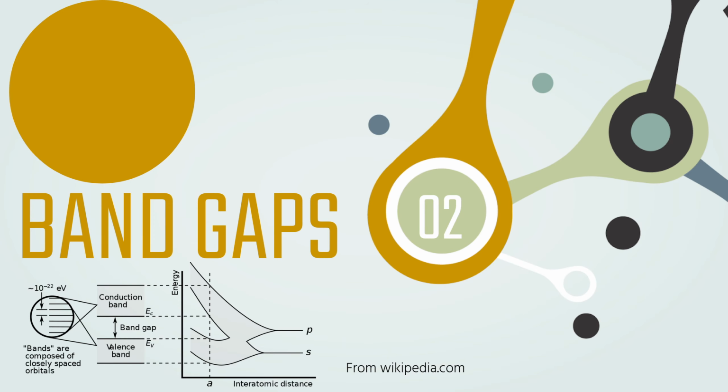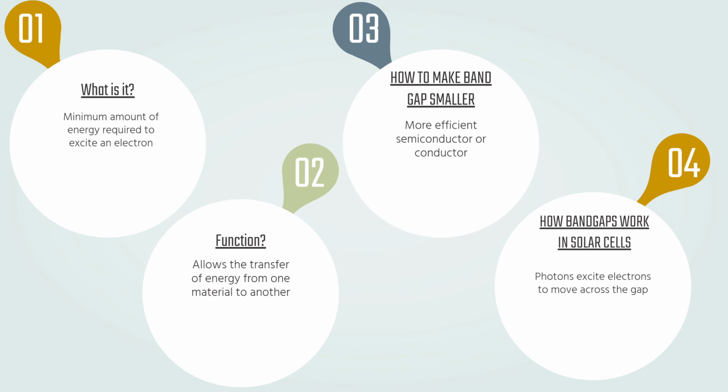Band gaps. The band gap represents the minimum energy that is required to excite an electron up to a state in the conduction band where it can participate in conduction. The band gap's function is to create a space for energy transfer, moving electrons from the valence band to the conduction band across the gap.